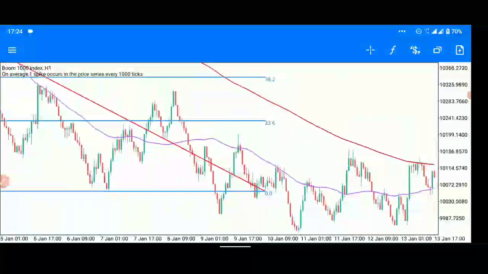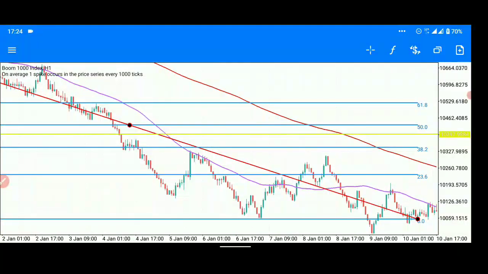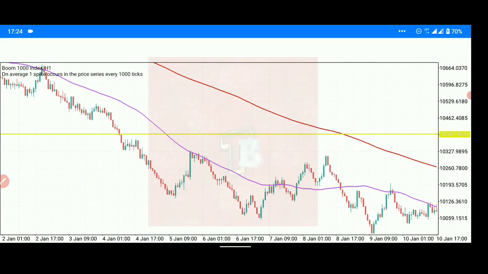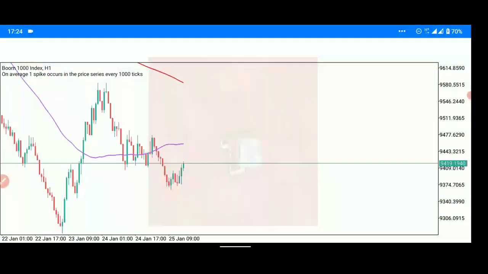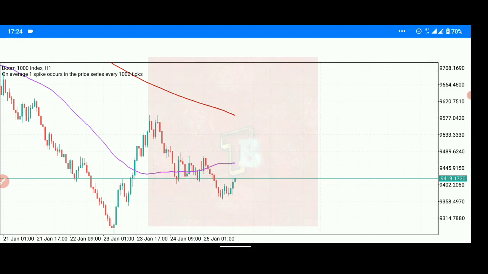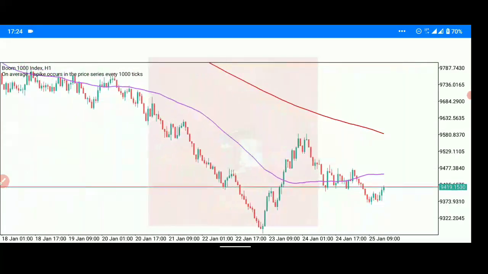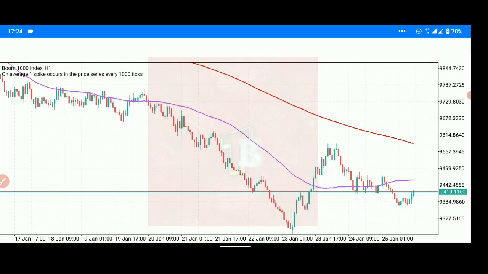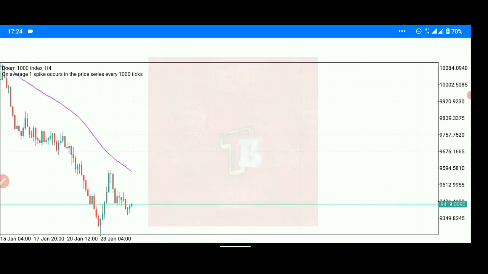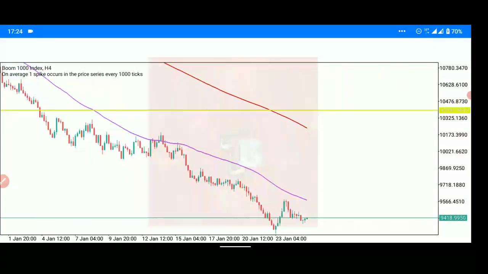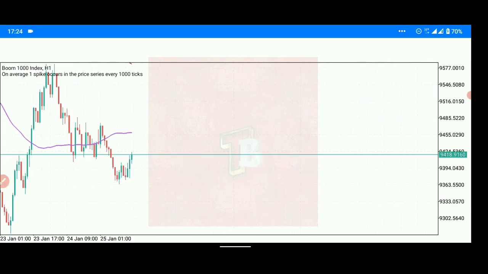It's a price action strategy that I'll be using to trade the boom and crash market. As you can see, I'm on Boom 1000, 1 hour time frame. It's perfect for this strategy. If you want to use this strategy, it works for every other time frame, but we'll be using the 1 hour time frame. You can still use 4 hours, but most times I use the 1 hour time frame to determine my market moves and all of that.